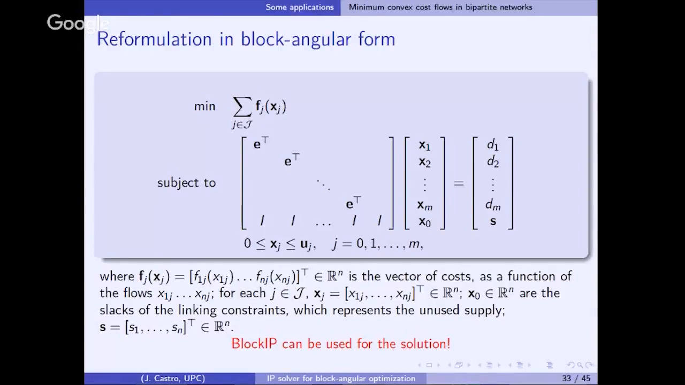And finally, which are the linking constraints? The linking constraints are that all the flows leaving from the supplies have to be less or equal than the supplies. So that's a block angular formulation of this kind of transportation problem. And the objective function can be anything, linear, quadratic, convex. That's all, okay? Then you have this reformulation, you can apply our solver. Let me show some results.